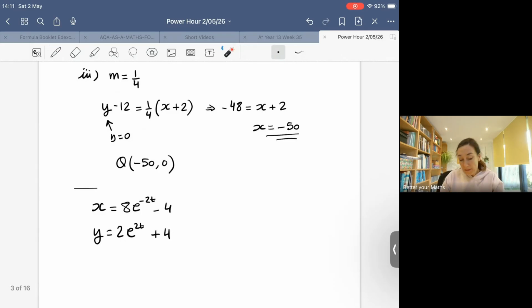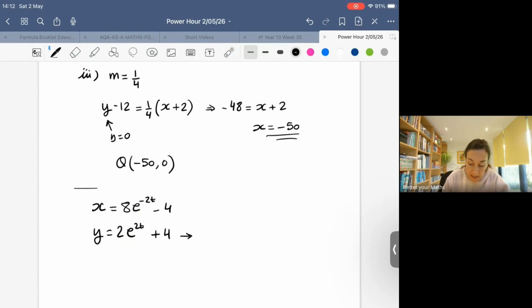I probably think the best, you don't need to make t the subject, you just need to eliminate it. So if you have e to the 2t here and e to the minus 2t here, you don't want to make t the subject taking logarithms or anything. You can substitute this whole block in the other one. Yeah, that's probably the easiest.